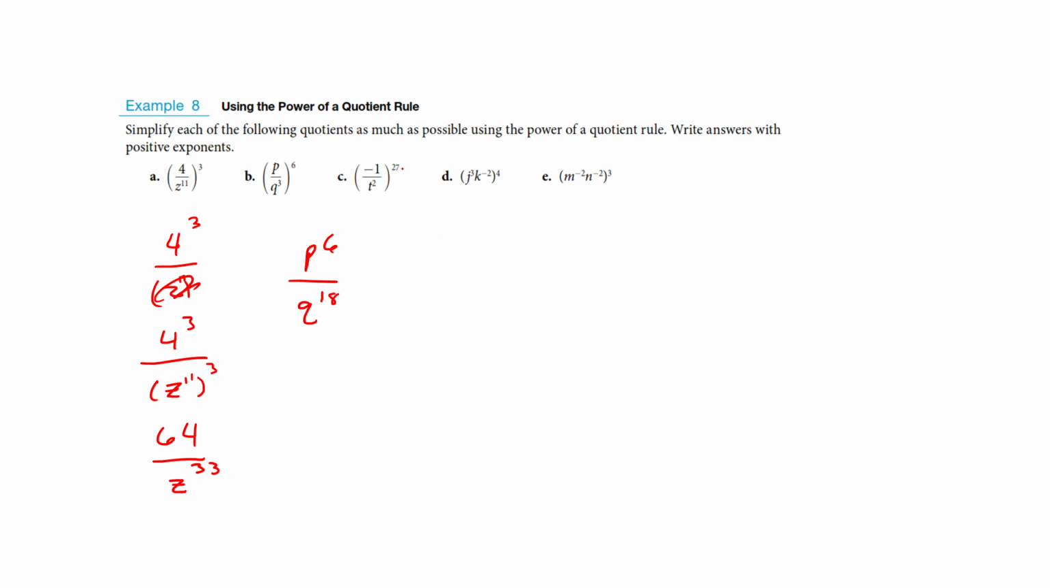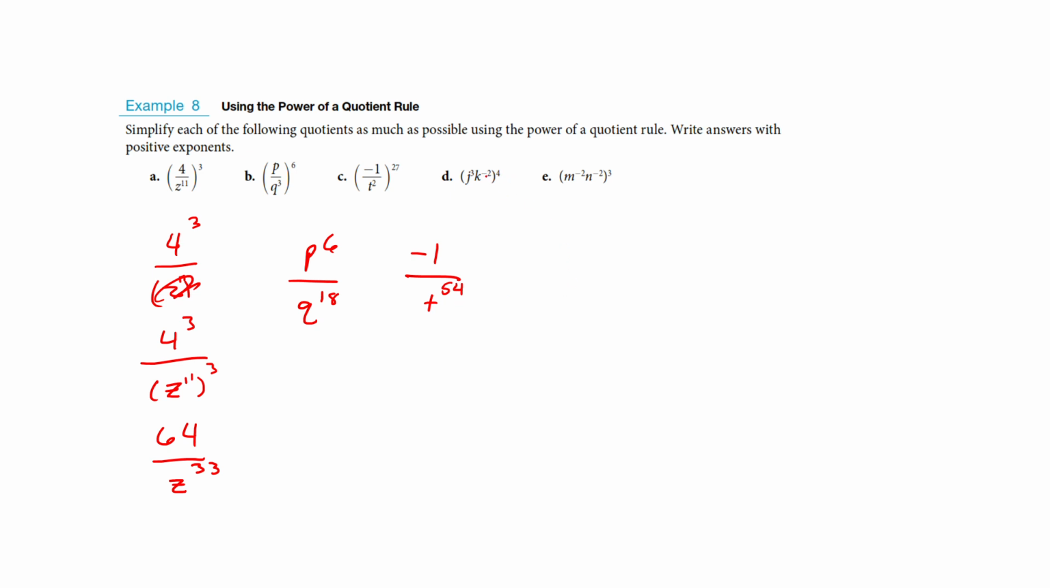Now, -1 to the 27th, and then t to the second will get the 27th as well. So this is an odd number. So -1 to the 27th, do you see that actually becomes just -1? So we'd have 27 negative ones in a row. It's going to be a -1 at the end of that. And t to the second to the 27th becomes t to the what? 54th.